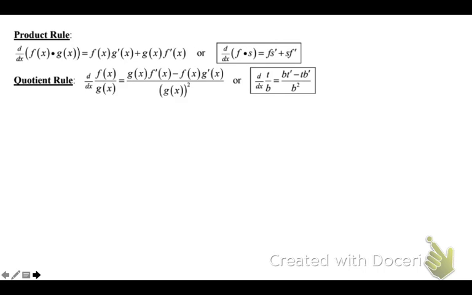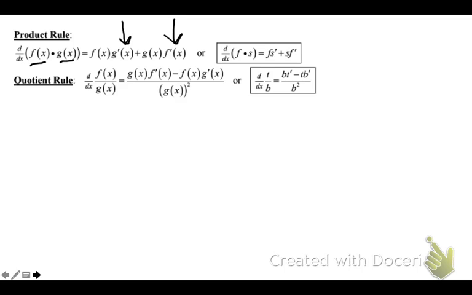So our product rule says that if we're taking the derivative of a function times another function, the derivative will be the first function times the derivative of the second plus the second function times the derivative of the first. The quotient rule is a little bit more involved.